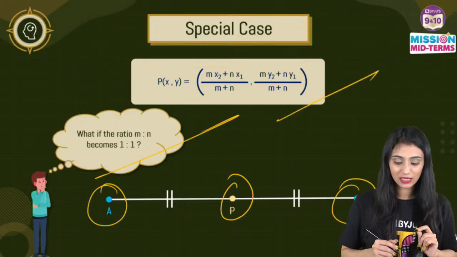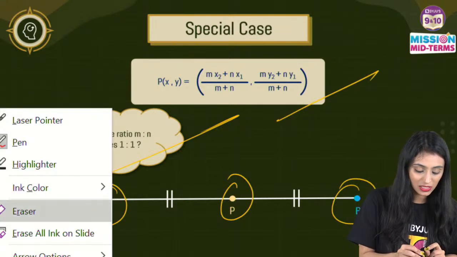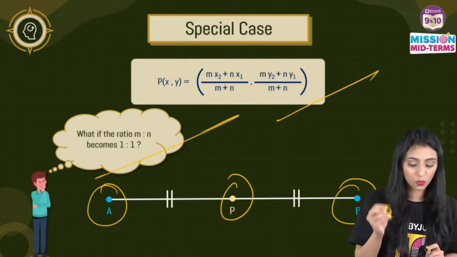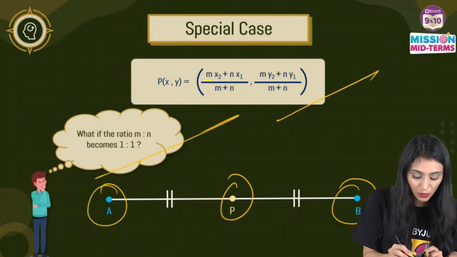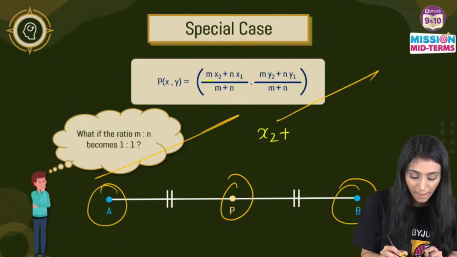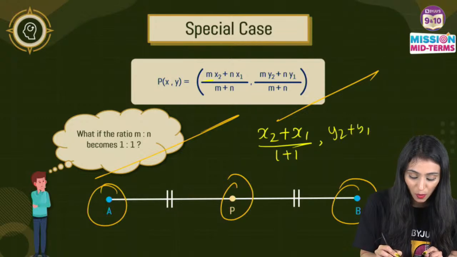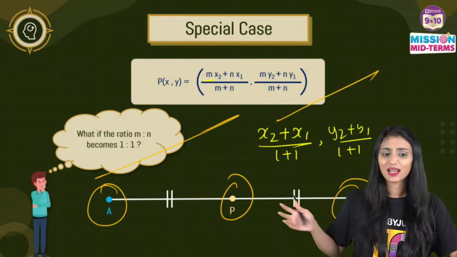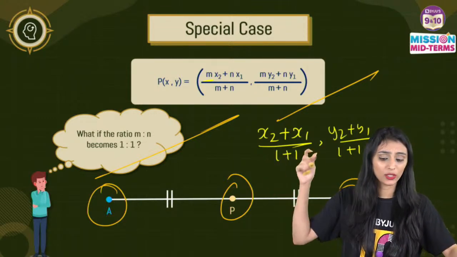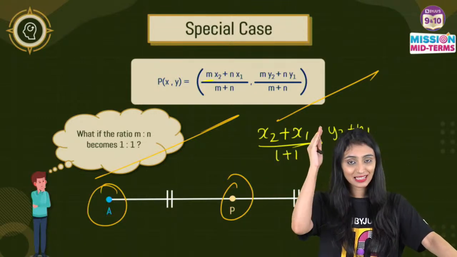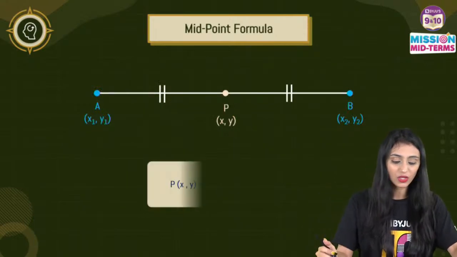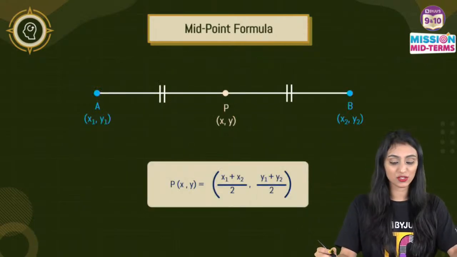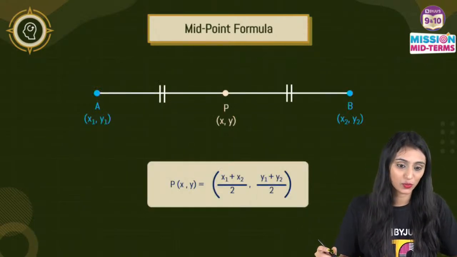What if the ratio this time is 1:1? Formula will still remain the same. Instead of m and n, I'll put 1 here. So this is going to be x2 plus x1 upon m plus n, that means 1 plus 1. This is y2 plus y1 upon 1 plus 1. So x2 plus x1 upon 2. Yes, it's the other form of that formula only, when the ratio is 1:1 and it is divided from the middle. So it's (x1 + x2) by 2, (y1 + y2) by 2.